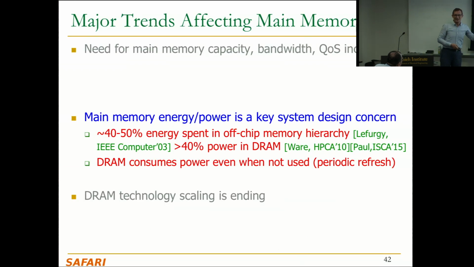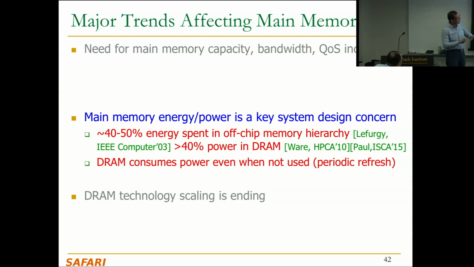So that brings me to the next point. Energy in memory is a key system design concern today. Energy in general is a key system design concern, but the memory energy is growing. This is beautiful data from IBM's Big Iron servers. Charles Lefurgy and others basically wrote a paper in 2003 examining IBM's Big Iron system. And they said more than 40 to 50% of the entire system energy in this Big Iron system is spent on the off-chip memory hierarchy. At that time, the off-chip memory hierarchy consisted of DRAM, off-chip storage, off-chip caches, off-chip interconnect.